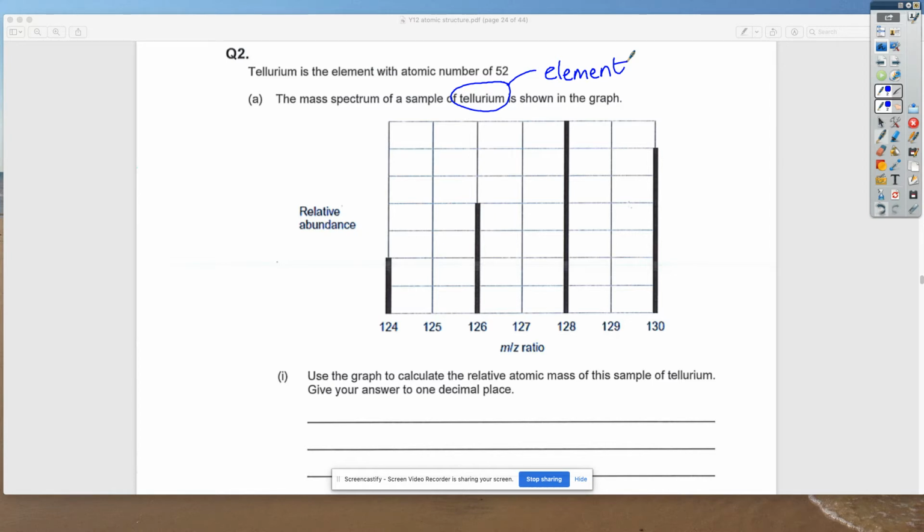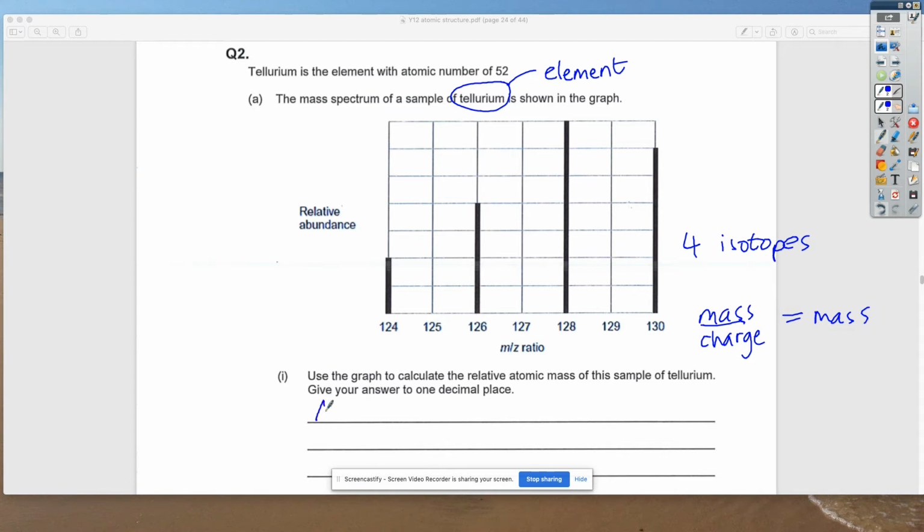So this element, can you see, in this sample has 4 isotopes because we have 4 peaks. Yeah? And m/z means the mass over the charge. And so as all of these are roughly the same, they're going to be equivalent to the mass because my charge is going to usually be +1. So we can take this to show our mass of our 4 isotopes. So we've got masses of 124, 126, 128 and 130.